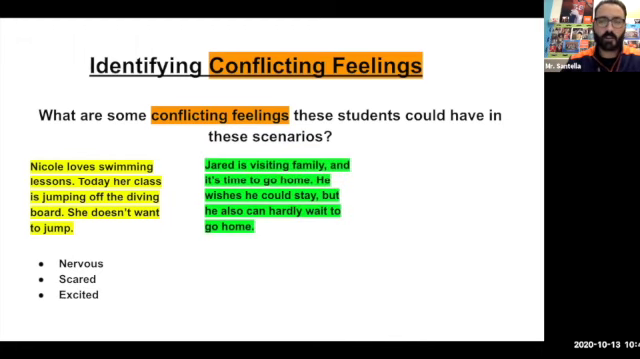Here's another scenario. Jared is visiting family, and it's time to go home. He wishes he could stay, but he also can hardly wait to go home. What conflicting feelings is Jared having? He's happy, maybe? Anxious? Tired?